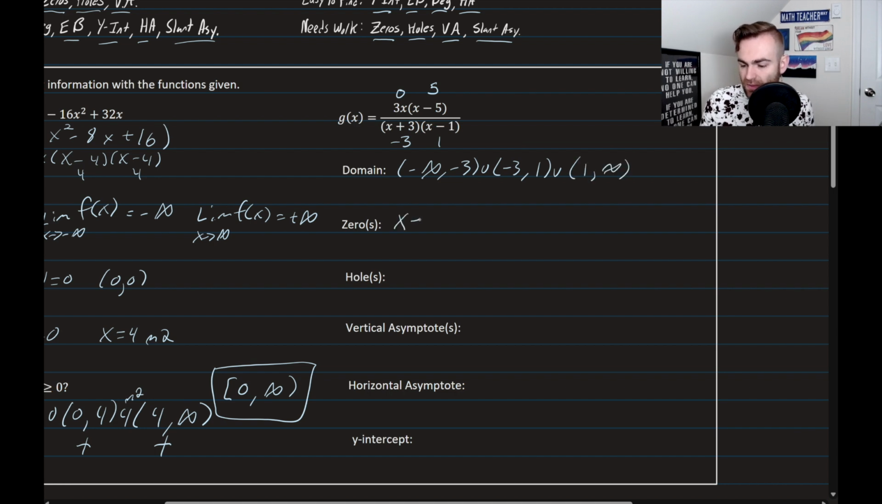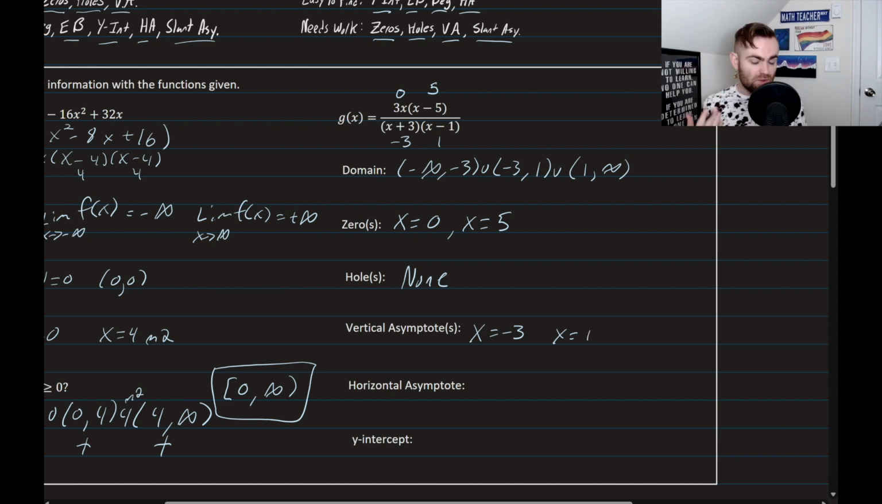Zeros, well, we already found those. x equals 0 and x equals 5. Holes, we didn't have any common zeros in the numerator and denominator this time, so we have none. Vertical asymptotes, very nicely, we have 2. We have x equals -3 and x equals +1.